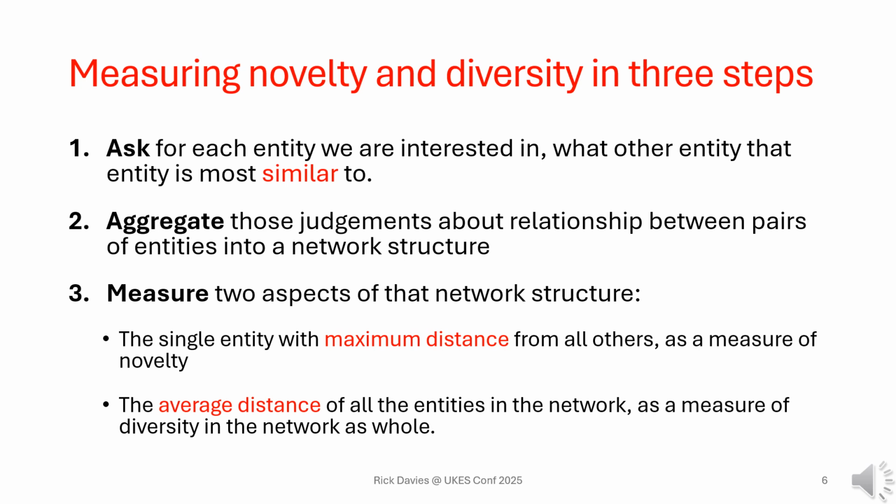Closeness centrality can be measured using widely available software packages such as UCINET. In this application, we will use the inverse of this measure, which is about distance rather than closeness. And it will be the total of the shortest distances rather than the average of these. We can use that measure in two ways. Firstly, we can find the entity within a network which has the greatest distance between it and all others as a measure of novelty. Secondly, we can calculate the average total distance between each entity and all other entities in the network as a measure of diversity.